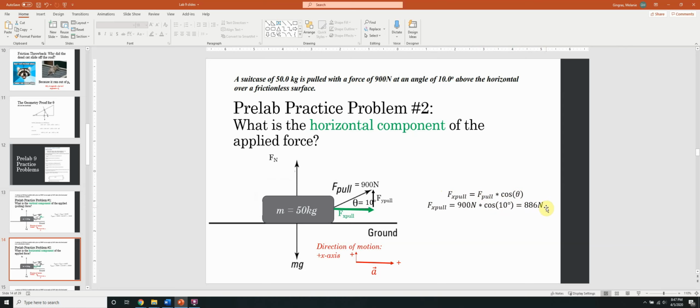And although we're not going to be asked for this, if we were asked to find what the acceleration of the system was, this right here, Fx pull, that would be the force that's making this system go. So this is what we would be using to calculate the acceleration of the system.